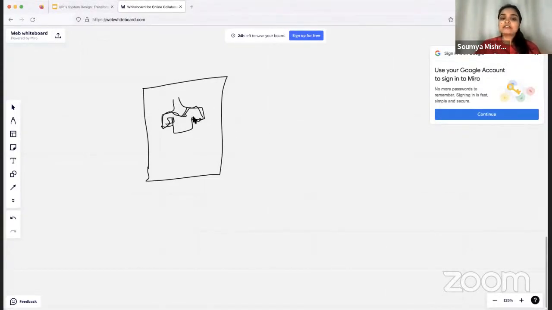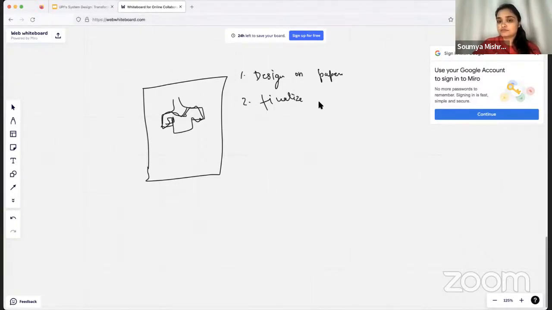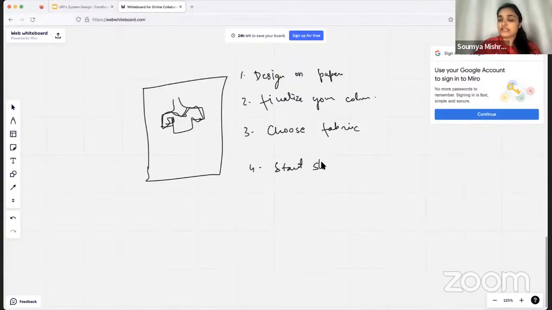First, they do the design on paper. According to the design, you need to finalize your color. Then according to that, choose your fabric, and then start stitching. The designers do not start stitching right away. This is how they follow.